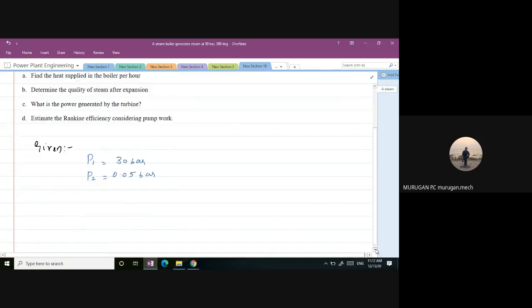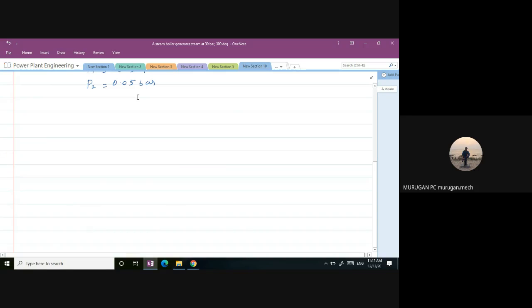And temperature T1 is equal to 300 degrees Celsius, with the mass flow rate of 2 kg per second. Okay, so we have to find the heat supplied, that is Qs, and the quality of the steam, that is the dryness fraction of the steam, X2, and work done by the turbine, and finally the Rankine efficiency.